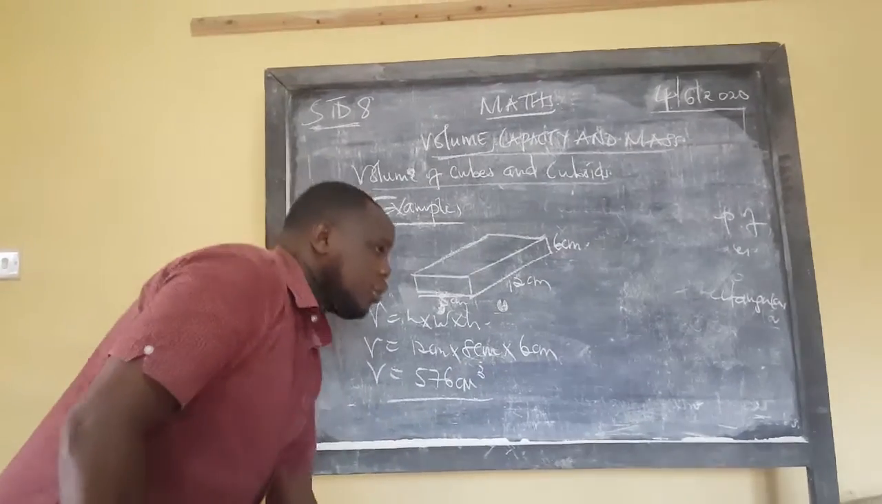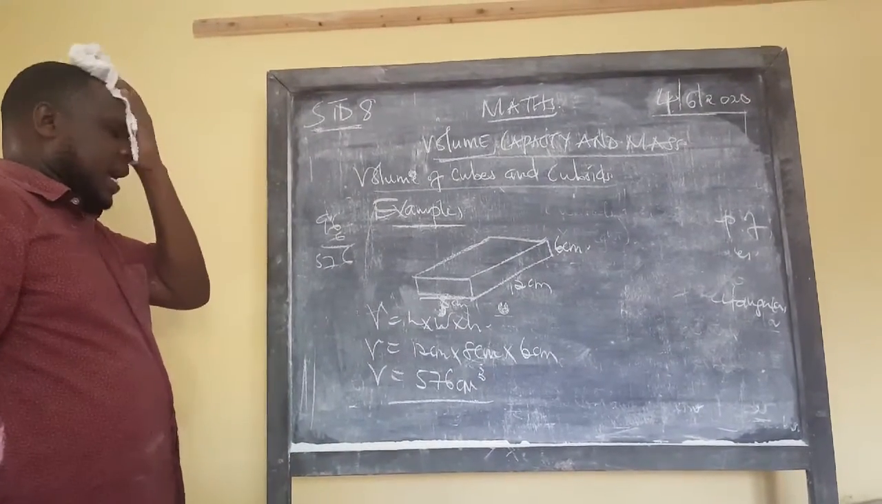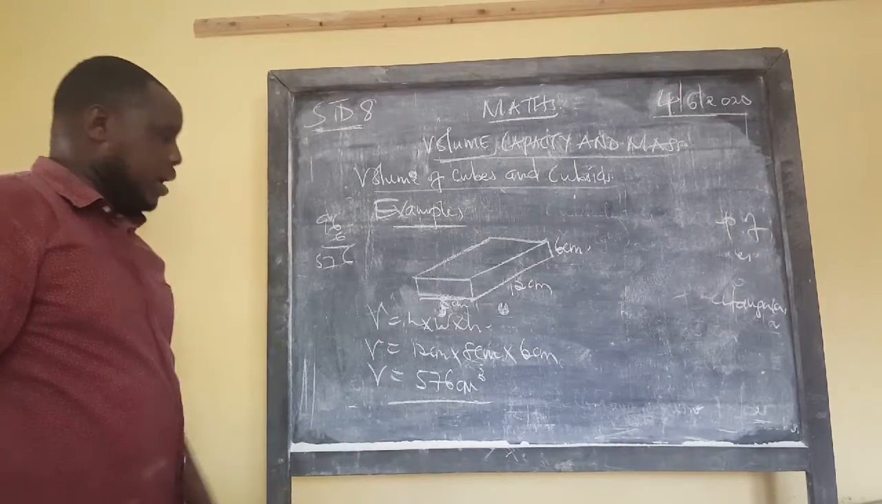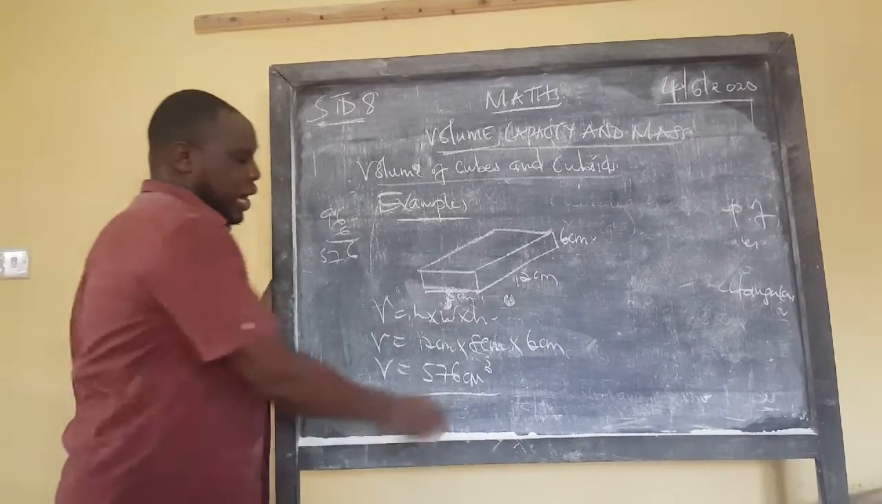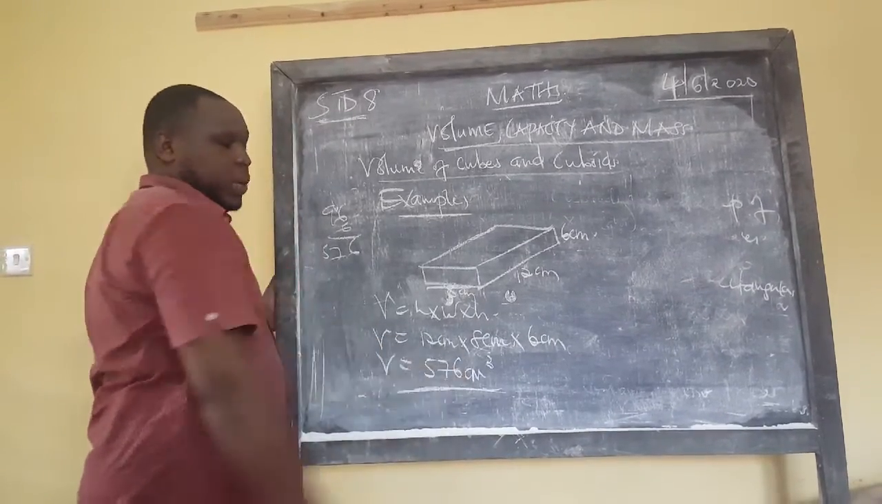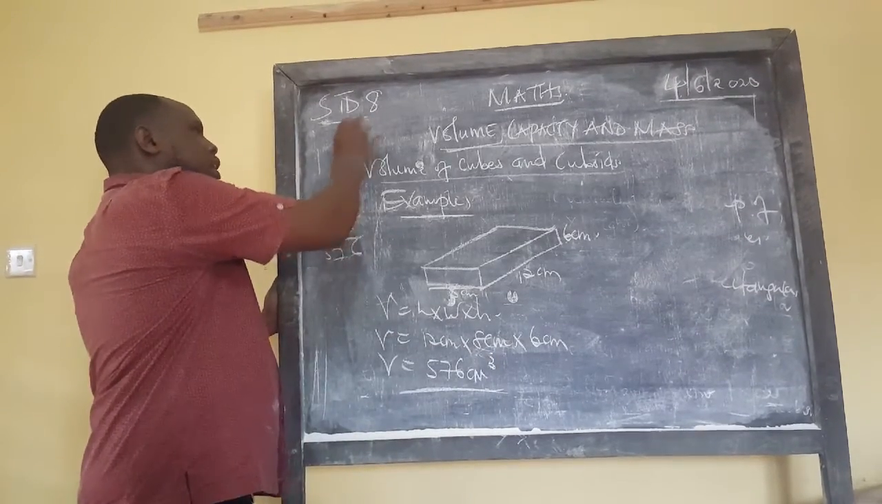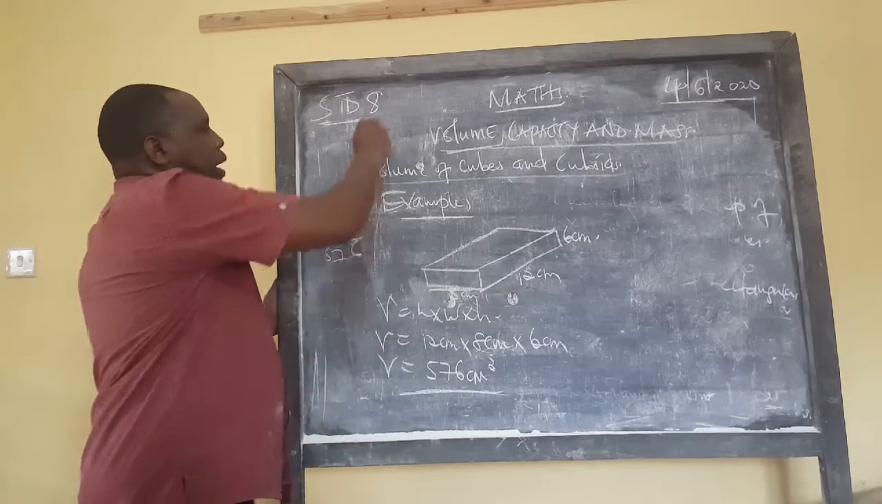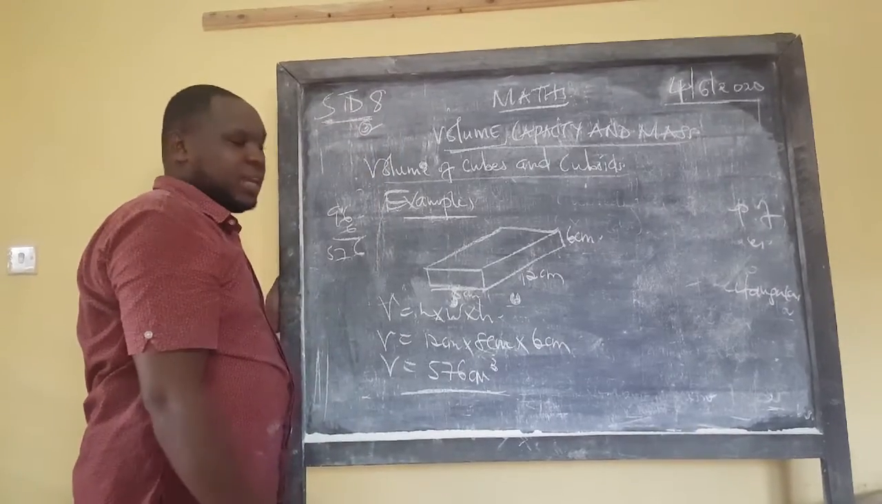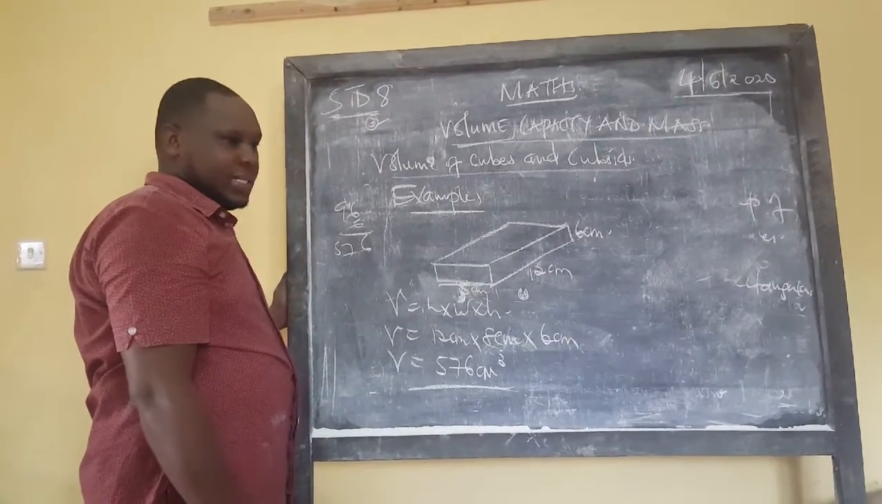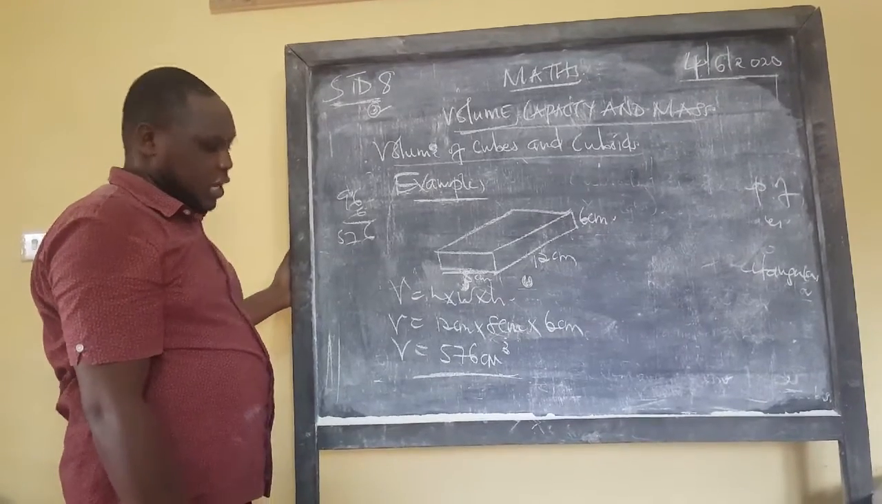Remember, volume is given in cubic units, unlike area, which is given in square units. So here you are not going to write centimeters squared. No, you are going to write centimeters cubed. That small 3 means cubic. You can have cubic centimeters or cubic meters. So it's given in cubic units.